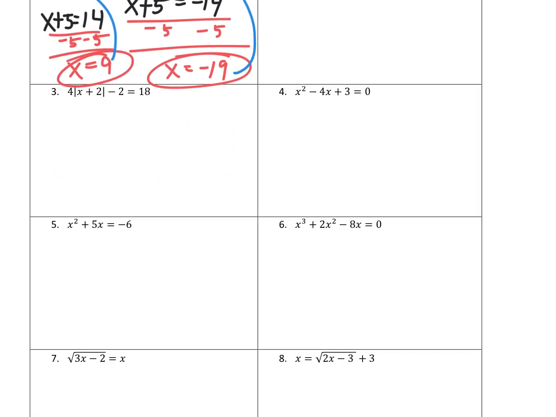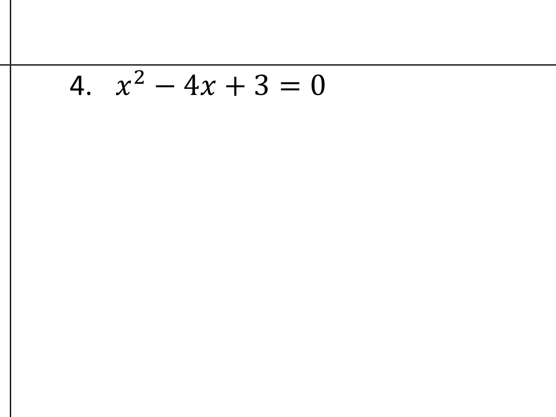All right. How do I solve this one? What's my favorite saying? If you can, come on, you can do it. If you can factor it, you should. So factor it. And then each little part gets set equal to 0.